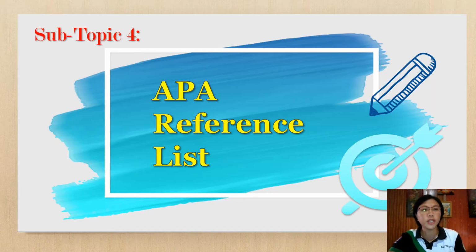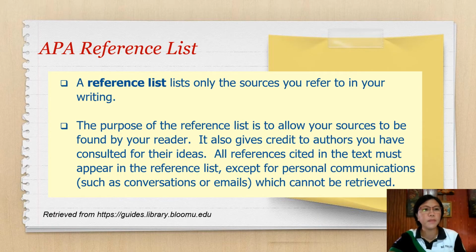Okay, for subtopic number 4, I'm going to give you the APA reference list as we are using that one for our research studies. The APA reference list is a list. List only the sources you refer to in your writing. The purpose of the research reference list is to allow your sources to be found by a reader. It also gives credit to authors you have consulted for their ideas.